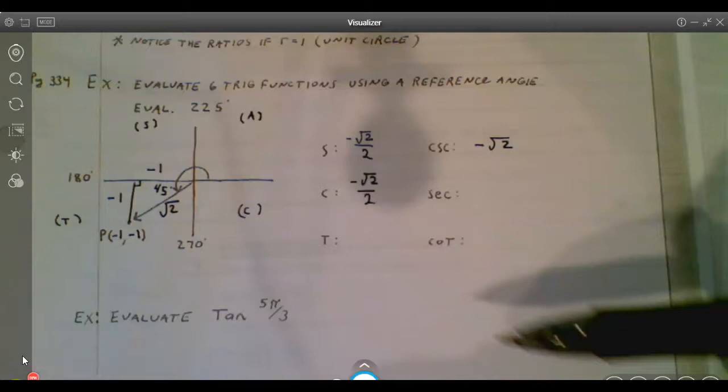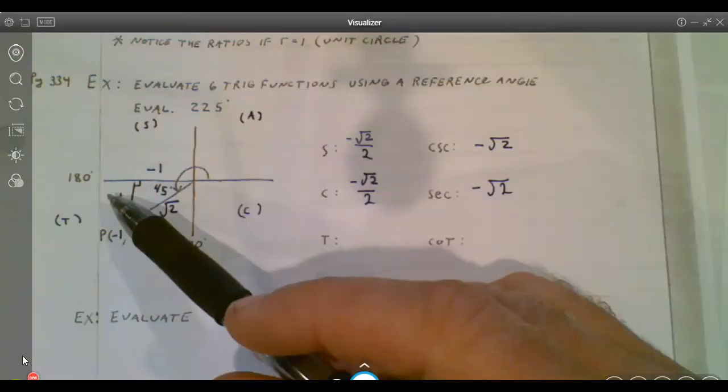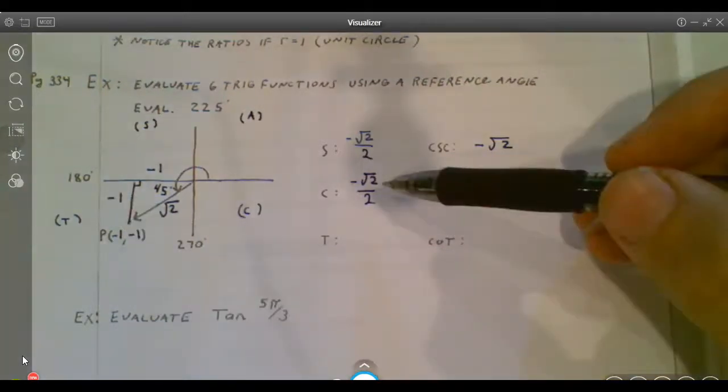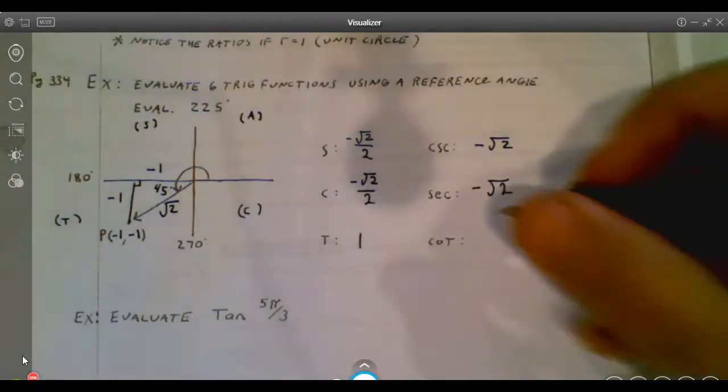As far as tangent goes, tangent we already looked at. I can do opposite over adjacent, or I could do sine divided by cosine, right? Well, what's anything divided by itself? Would be positive 1. Flip that upside down. Cotangent's also positive 1. So we're going to start using those things. So if we said evaluate tangent of 5 pi over 3.